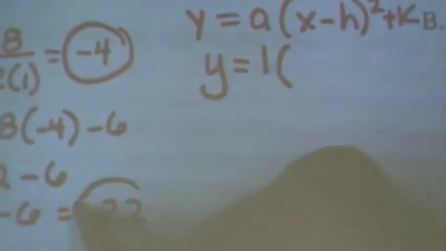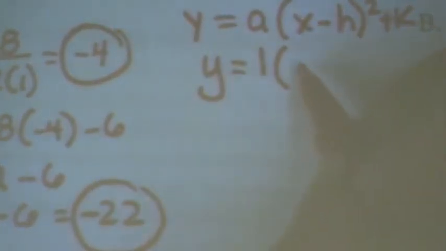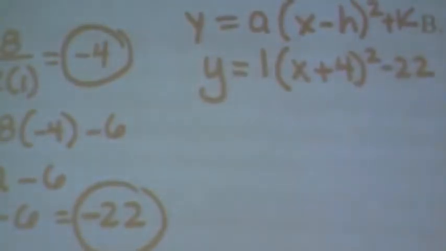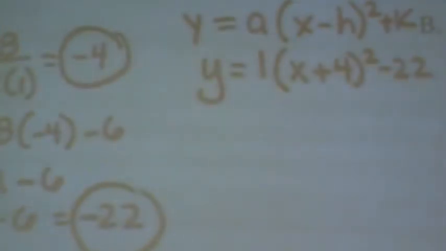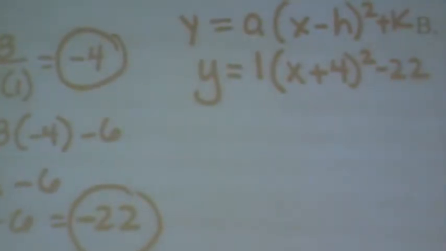Now, where do I put the -4 and where do I put the -22? And the x and k. So x plus 4 squared minus 22. So that's how you do this. We did that on your test. Now, that's not the way I'm going to show you how to do this.